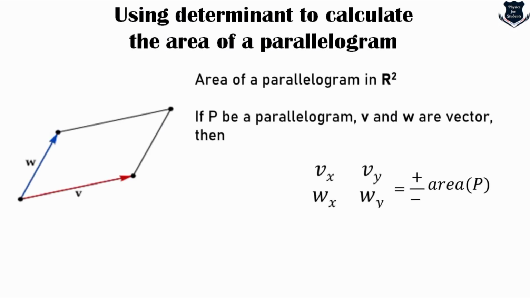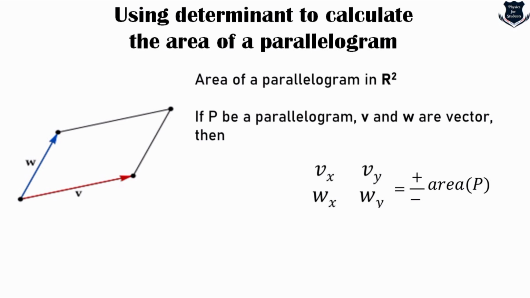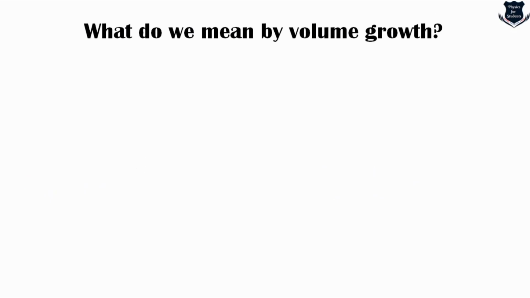Let us understand. Now this is something which we have done in school days, using a determinant to calculate the area of a parallelogram. So this is a parallelogram, and this is how we calculate. If P is a parallelogram and V and W are the vectors, then we calculate the plus or minus area using the determinant value. Okay. So now the question is, what do we mean by volume growth? Now I'm going to show you this volume growth in terms of the orthogonal plane so that it becomes easier.